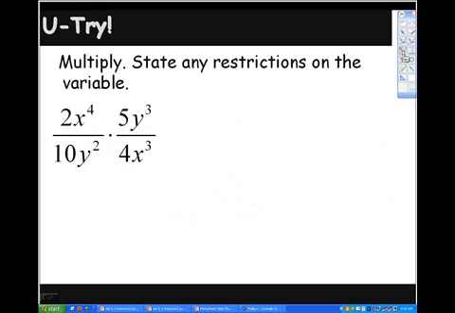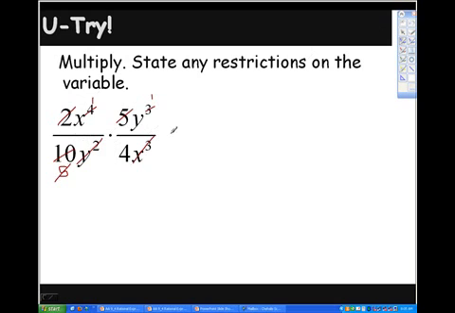Well, on this one, there's nothing to factor, but there's plenty to reduce. Let's reduce the 2 and the 10. That'll give me a 5. Let's reduce the 5 and the 5. Is there anything else I can reduce? Sure, there's variables. I've got 3 x's here, I can take out 3 x's here. I've got 2 y's here, I can take out 2 y's here.